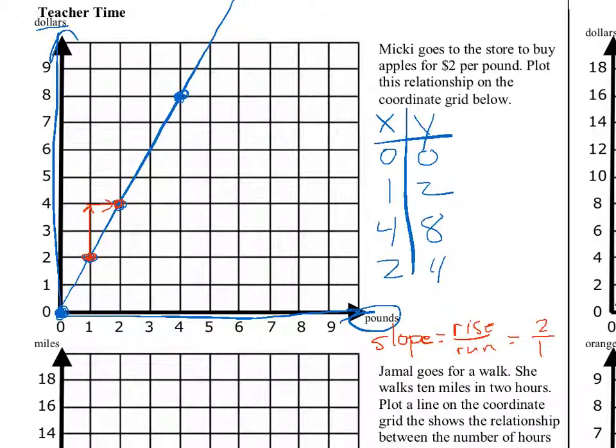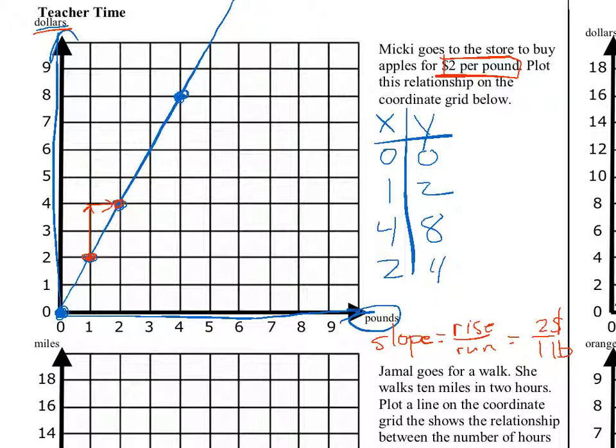And if I think about that in terms of units, my rise is telling me how many units? Dollars. And my run is telling me I'm running how many pounds. So it looks like my slope is telling me it's $2 for every pound. That's the rate. It's given to us in the problem.